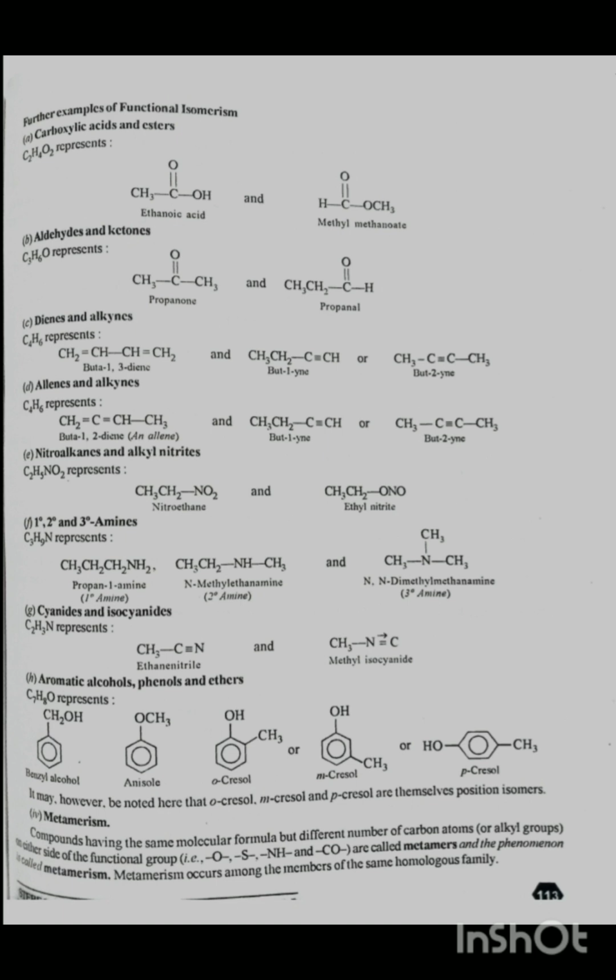Metamerism. Compounds having the same molecular formula but different numbers of carbon atoms or alkyl groups on either side of functional groups, for example O, S, NH and CO, are called metamers, and the phenomenon is called metamerism. Metamerism occurs among the members of the same homologous family. Examples of metamerism: A. First, ethoxyethane or diethyl ether. Second, methoxypropane, methyl propyl ether. Third, 2-methoxypropane, isopropyl methyl ether.